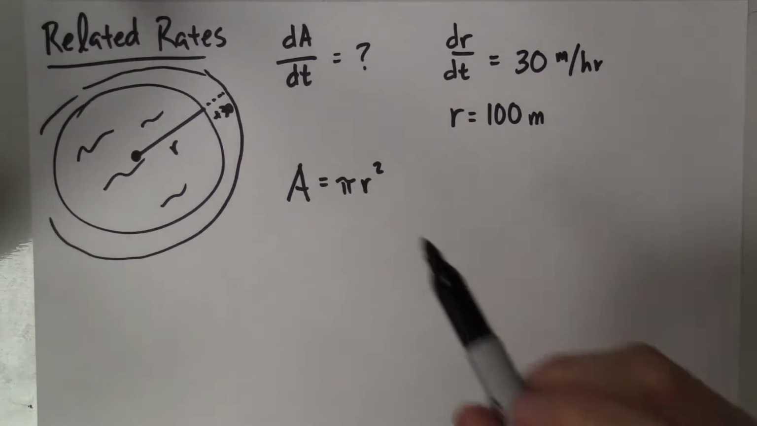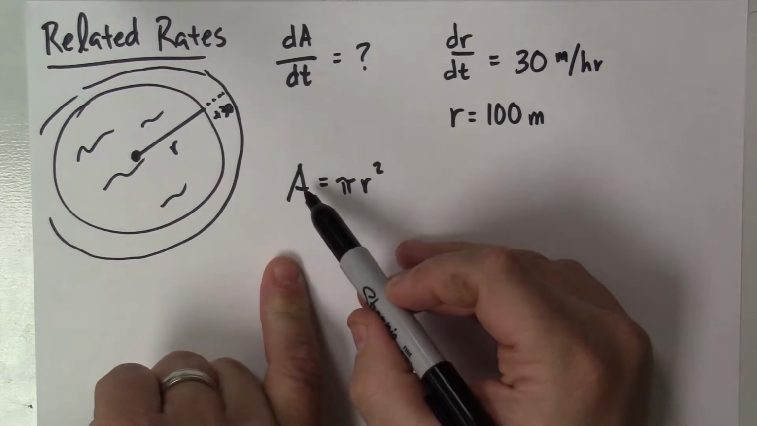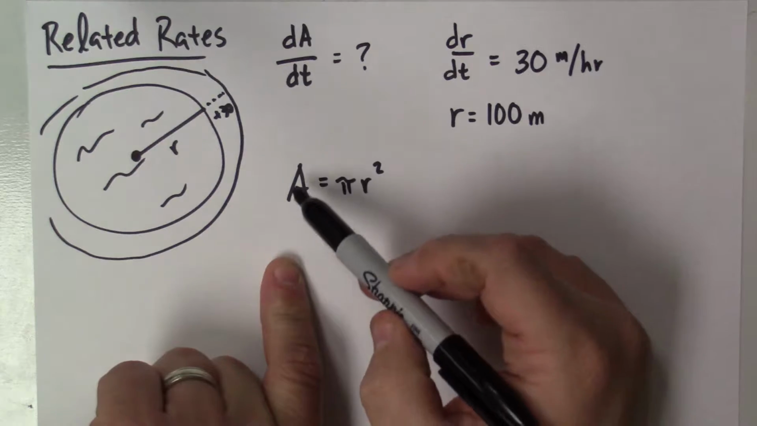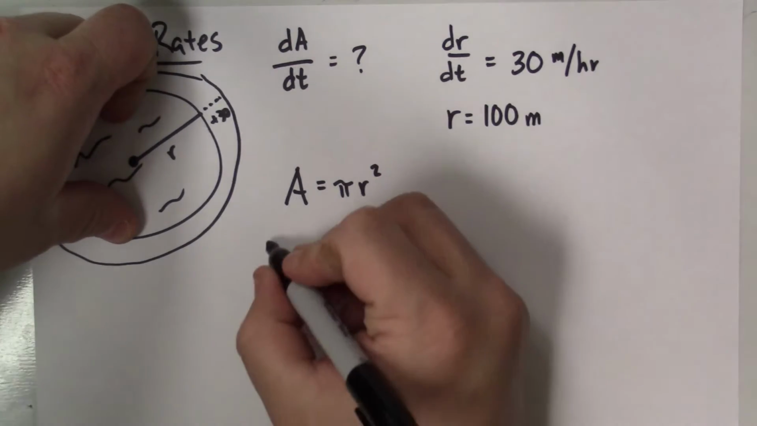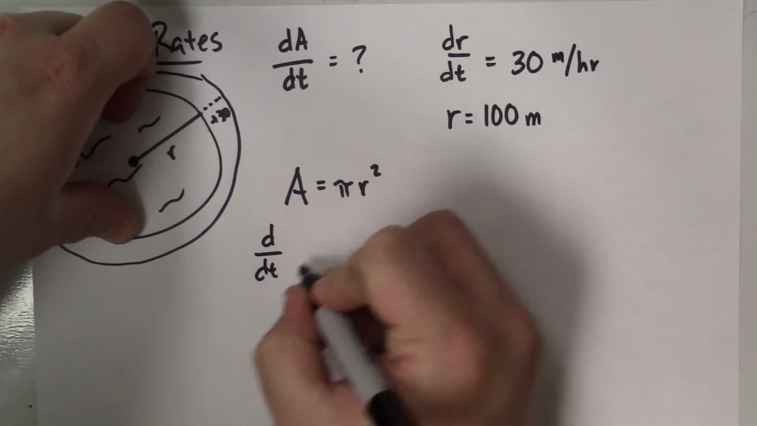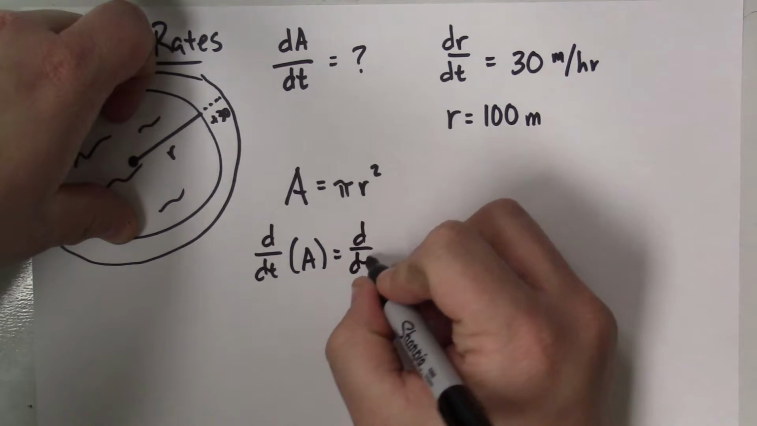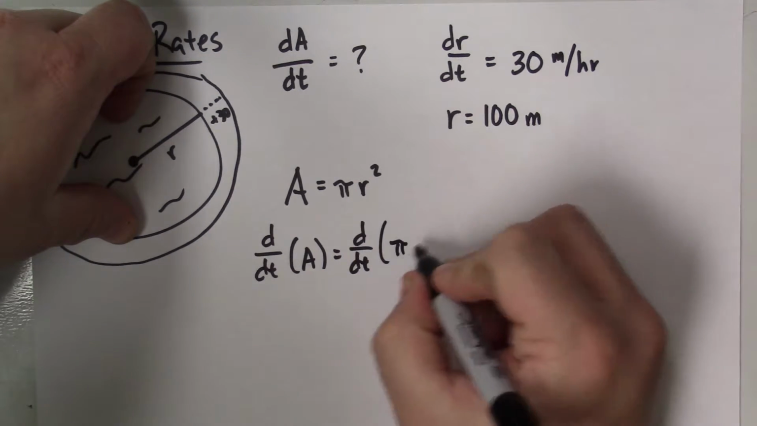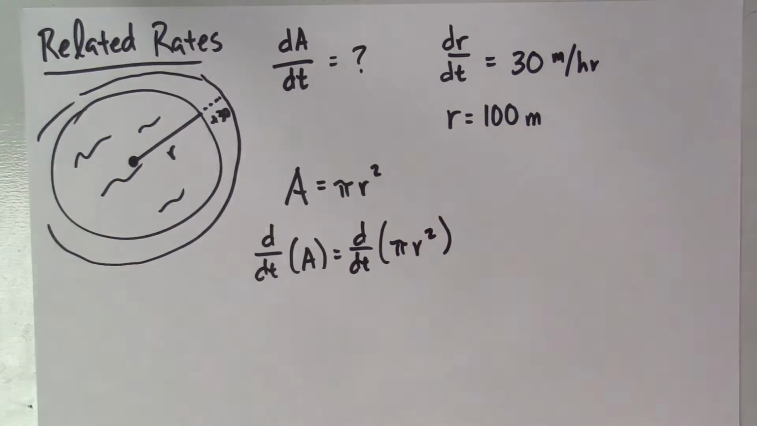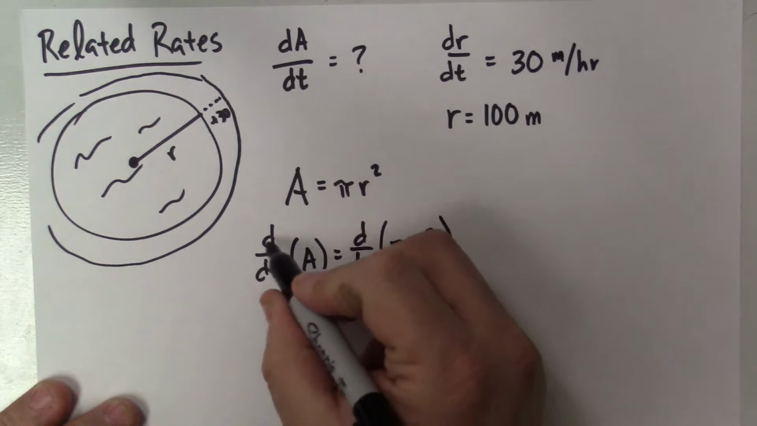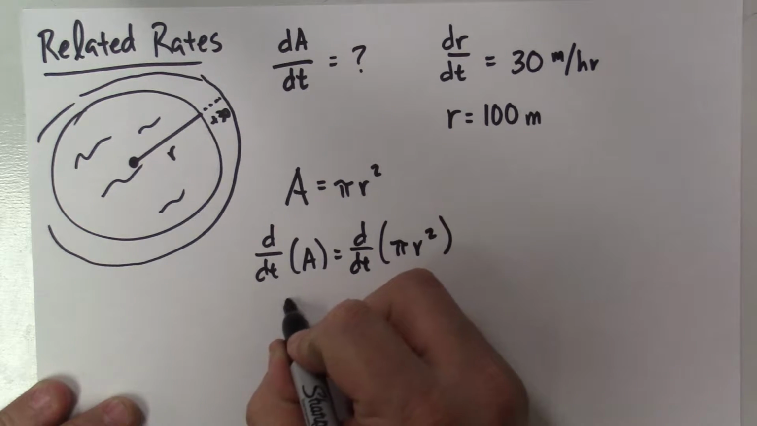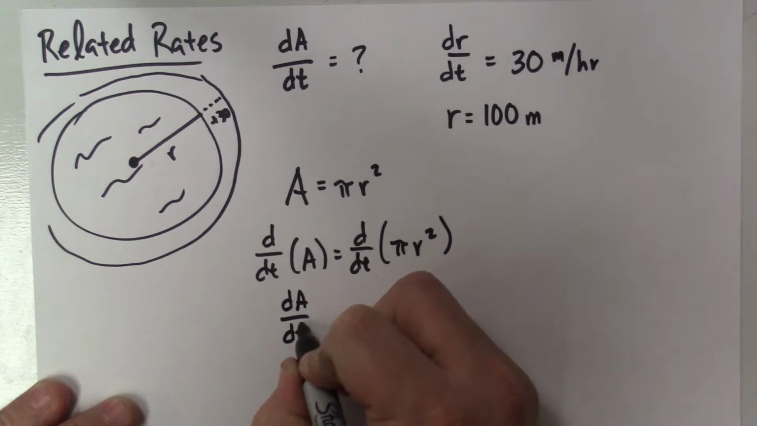Now, for me to find this, I need to take the derivative with respect to time of both sides. So I'm going to say d/dt of A equals d/dt of pi r squared. The derivative of the left side is just dA/dt.